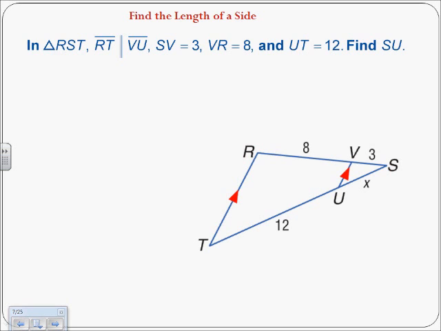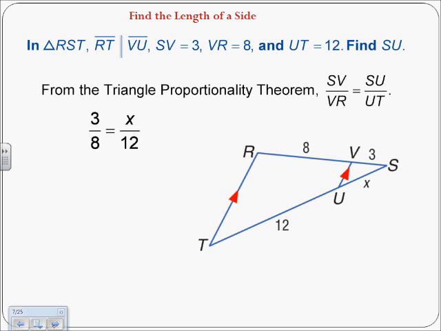Alright, finding the length of the side, given that RT and VU are parallel, and some information about those sides, find the length SU. Come up with our proportion. We know that SV over VR is equal to SU over UT. Filling in the information we know, VS is 3, VR is 8, SU is the value I'm trying to solve for, it's X, and then UT is 12. Cross multiply and solve.